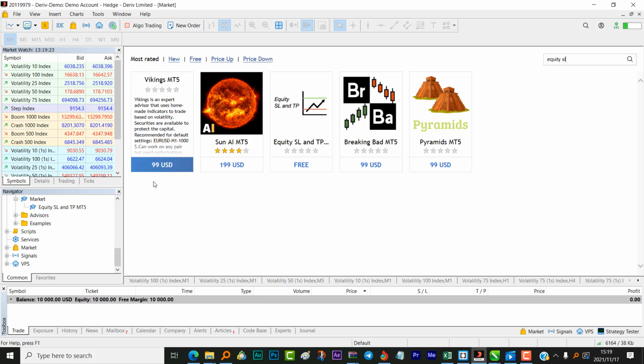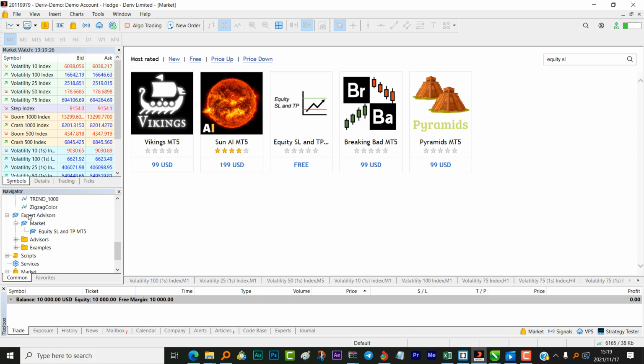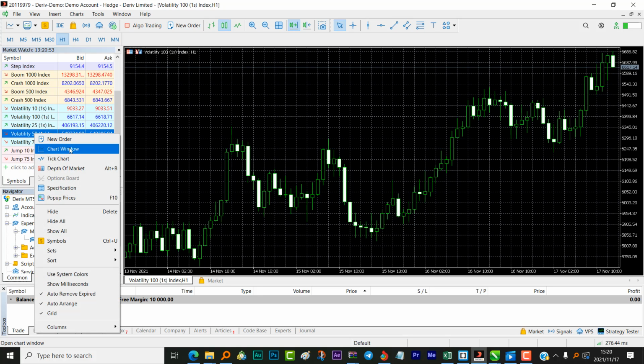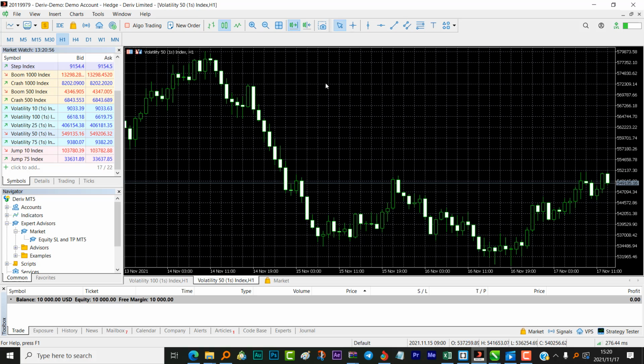So when it's installed, you go to expert advisors on your navigator, and it will be in the folder called markets. Let me just show you, because I know some people are new, they don't know this. You go here where it says expert advisors, then go to market, you see the equity SL and TP. I'm just gonna open a new chart. I'm gonna right click and say chart window, and it's gonna show there. Then I'm going to drag the equity SL TP and drop it in the chart.